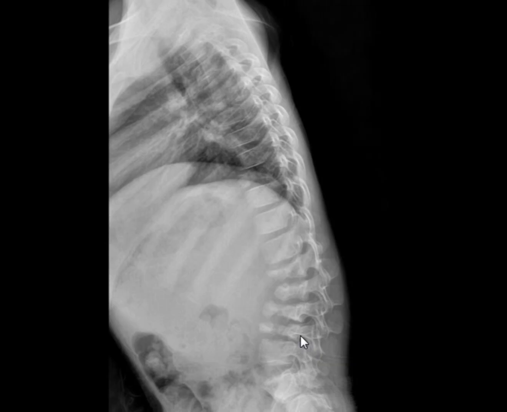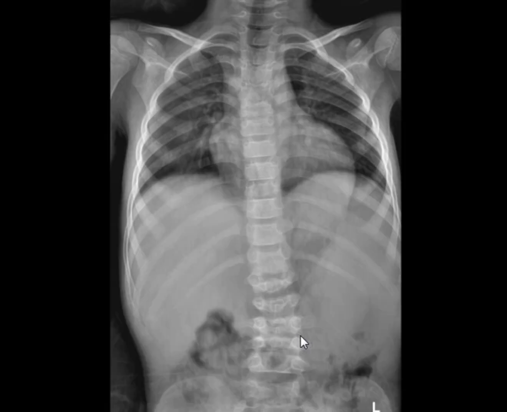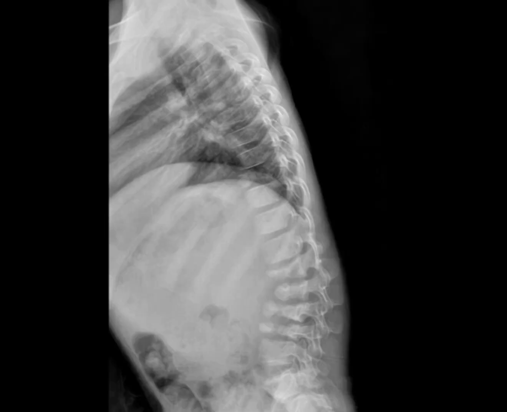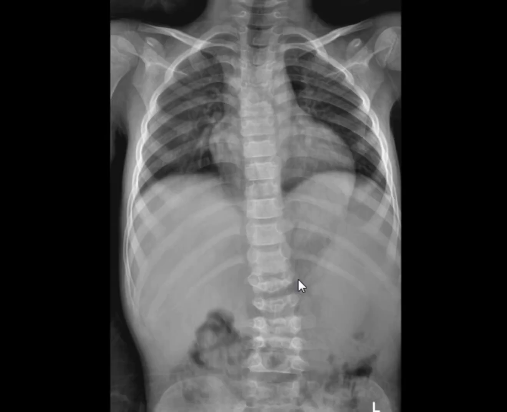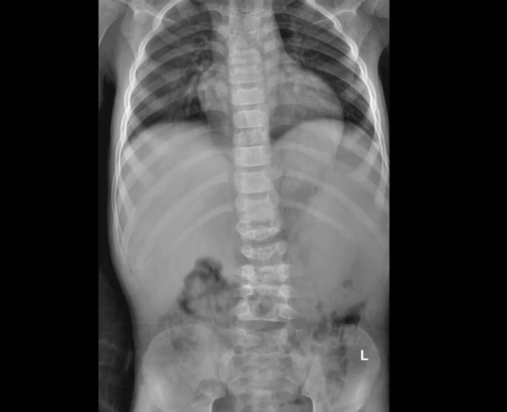Hello. So this is a 9-year-old. Don't touch anything. Okay, just focus with me here. A 9-year-old male patient presented with long-standing backache, generalized ill health, pallor, things like that. So an X-ray was ordered for him. Tell me, what do you see?